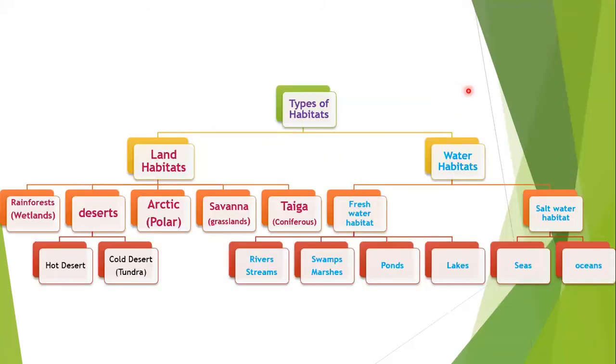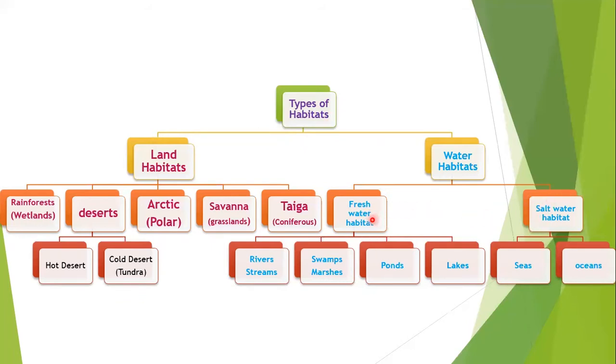Here we are going to become familiar with the different types of habitats, and we need to concentrate. It's very easy, and we are going to repeat it time and time again. Types of habitats are divided into two main types, land habitat and also water habitat. We all know that water covers about 70% of the area of the earth. So water habitat is also very important. Water habitats are also divided into fresh water habitat and salt water habitat, because we have two types of water, fresh water and salt water.